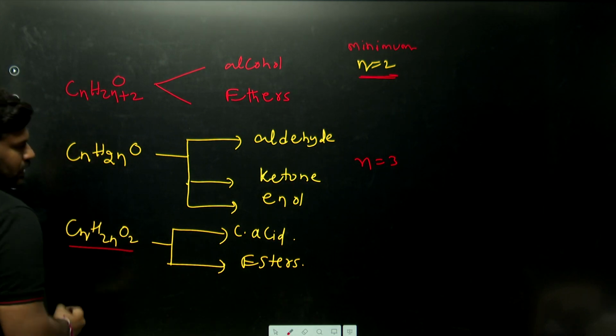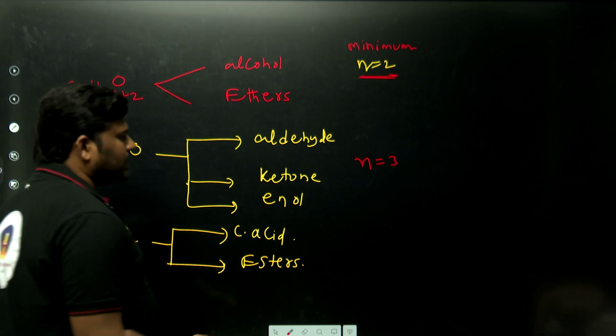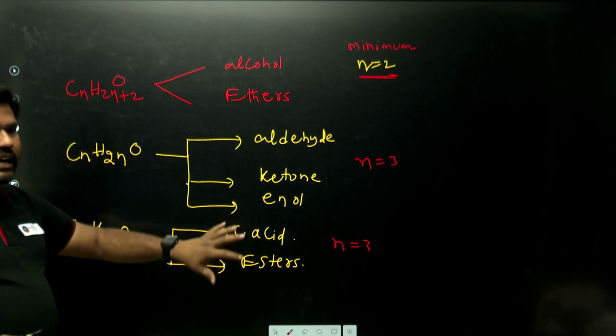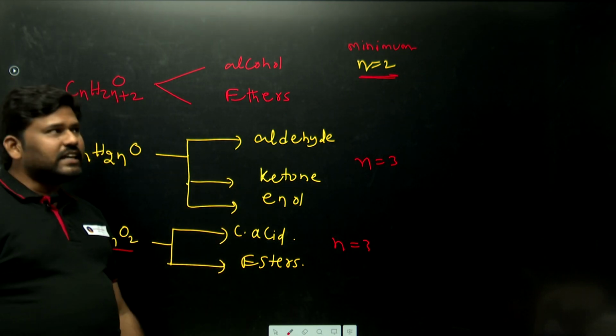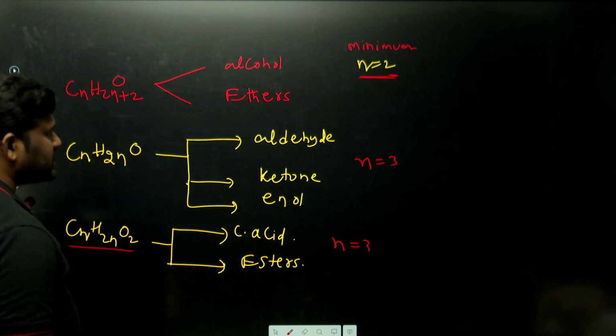Next, here carboxylic acids and esters. So esters also need a minimum of 3 carbons here. Here also n is equal to 3, and above 3 only. So these exhibit the positional isomerism.